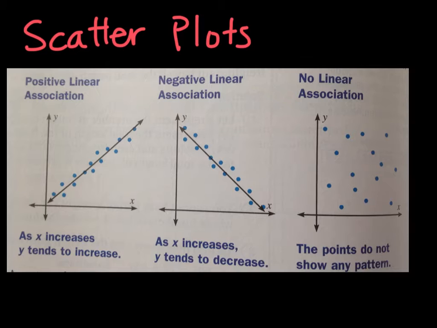The first is a positive linear association. That means that as x increases, y is also increasing. You might also see a negative linear association, which shows that as x increases, y tends to decrease. An example of that might be if you're measuring gas in a gas tank. As you travel miles, x, the amount of gas, y, will decrease. And then the final option is that there's no linear association. The points don't show any particular pattern of a relationship between x and y.